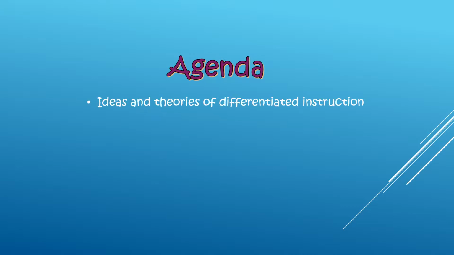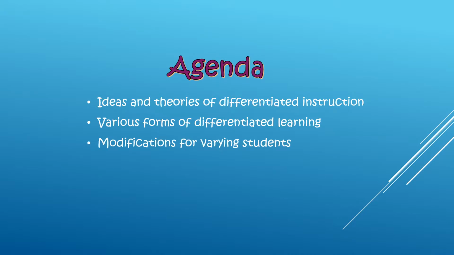We will begin with the ideas and theories. Then, on to the kinds of differentiated learning. Then modifications that are needed for different students. Some examples, and from there we'll talk about the very important social skills. At least I think they're the most important thing.